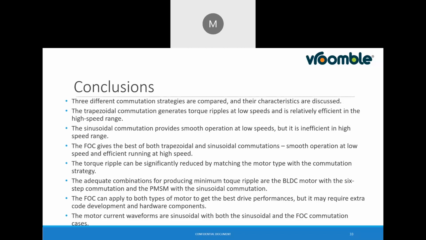The torque ripples can be significantly reduced by matching the motor type with the commutation strategy. The adequate combinations for producing minimum torque ripple are the BLDC motor with 6-step commutation and the PMSM with sinusoidal commutation. The FOC can apply to both types of motor to get the best drive performance, but it may require extra code, complexity and hardware. And the motor current waveforms are sinusoidal with both the sinusoidal and FOC commutations, right?